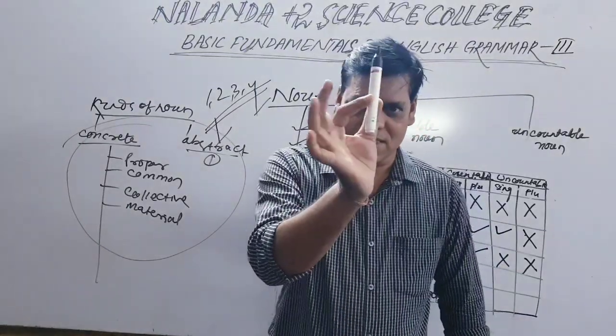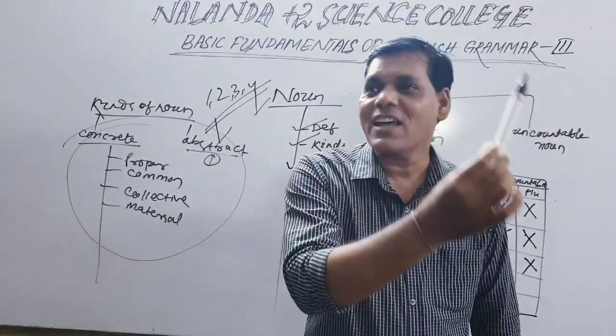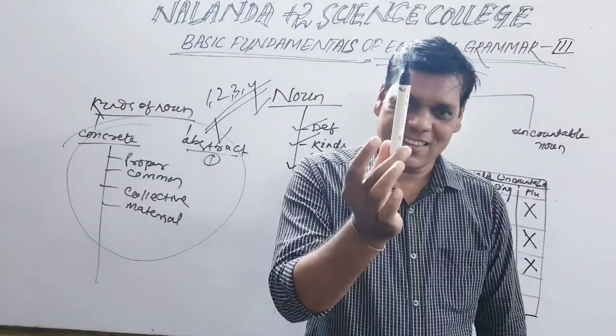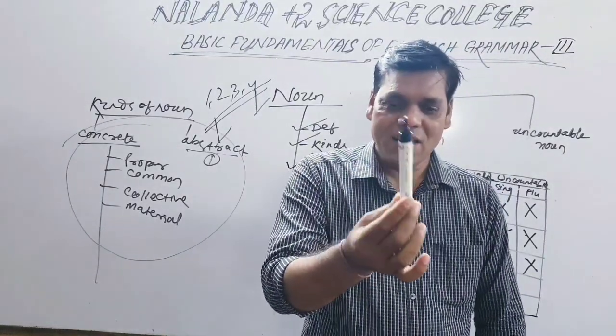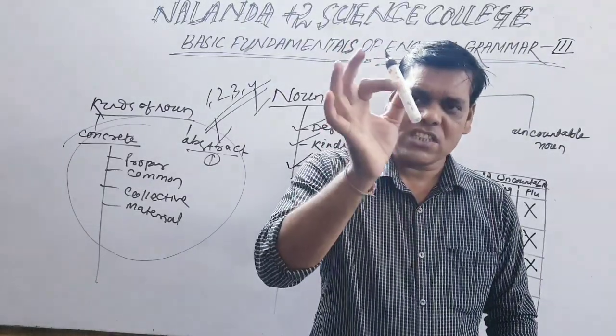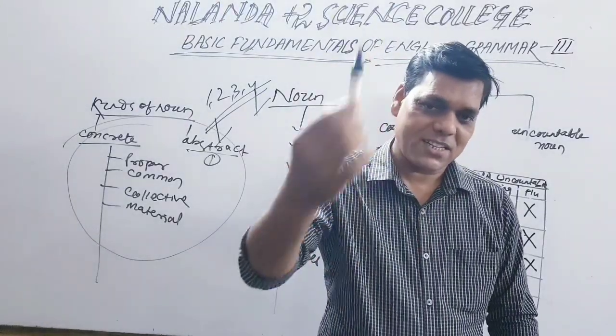Look students, this is a pen. Is it a thing or a material? It is a thing. Then what is its material? Of which it is made? This is called material. Of which thing it is made? Which material it is made of? It is made of plastic. That's why plastic is material.